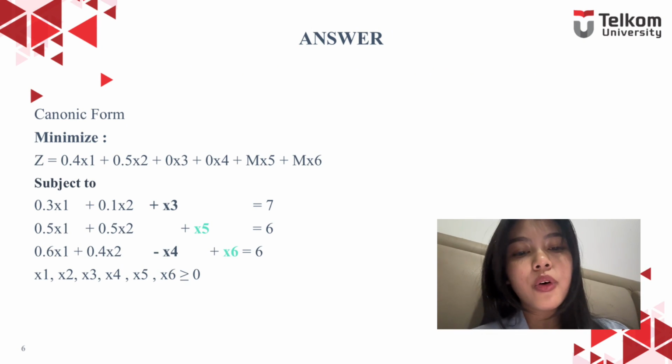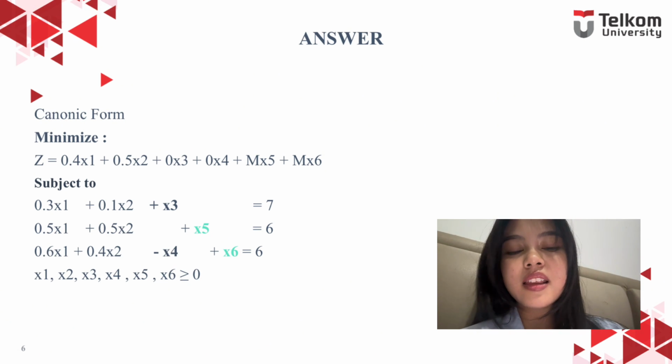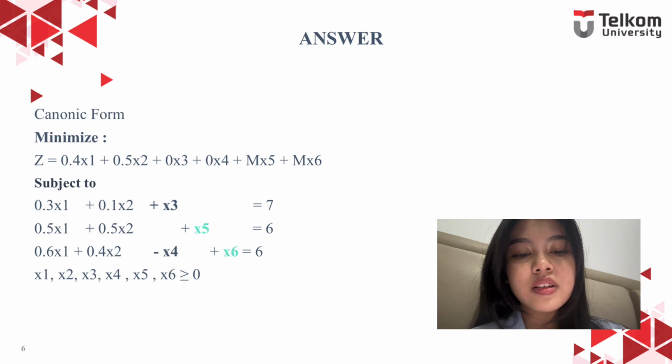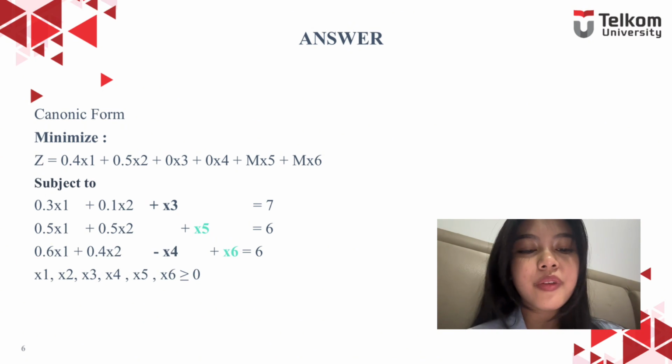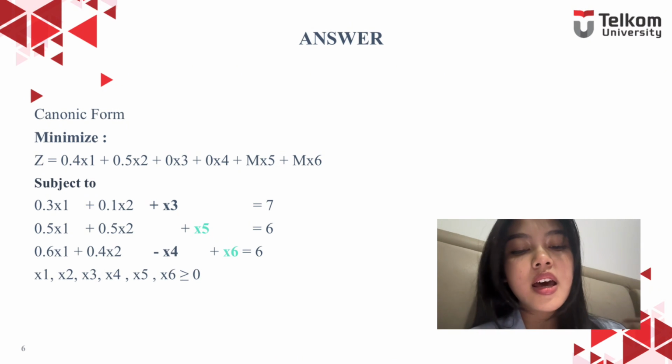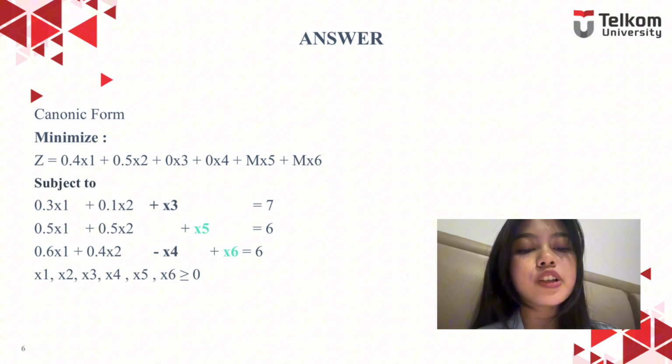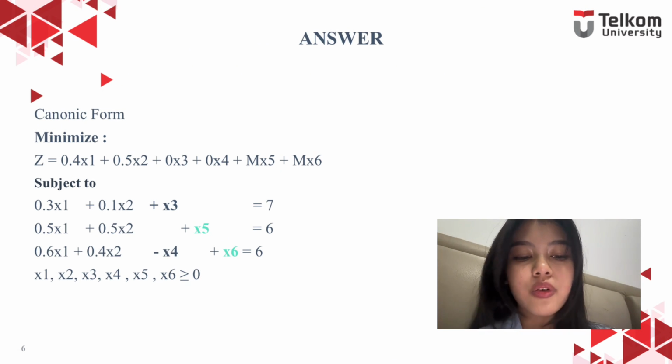And then we use the canonical form, that is minimize z = 0.4x1 + 0.5x2 + 0x3 + 0x4 + Mx5 + Mx6, subject to the first, 0.3x1 + 0.1x2 + x3 = 7, and then 0.5x1 + 0.5x2 + x5 = 6, and the third one is 0.6x1 + 0.4x2 - x4 + x6 = 6, and the non-negativity constraint, that is x1, x2, x3, x4, x5, and x6 more than or equal to 0.